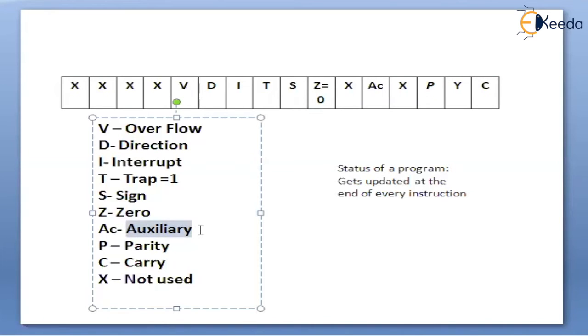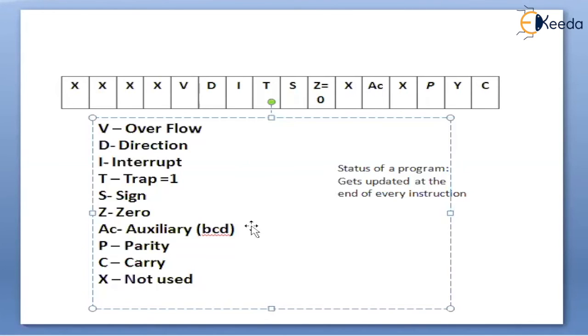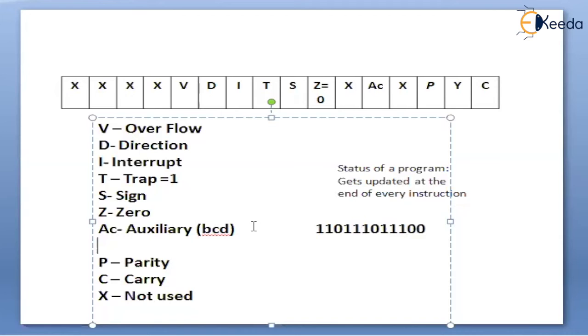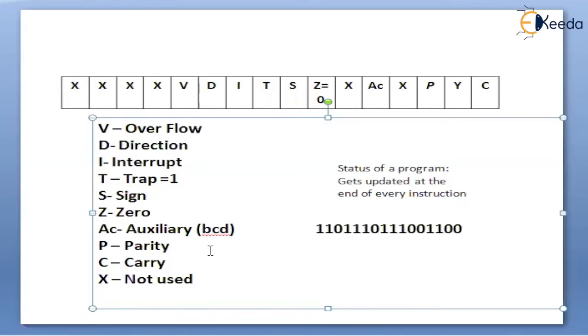Try to understand. Auxiliary flag will be specifically used for BCD addition. What is BCD? BCD stands for binary coded decimal. When a binary coded decimal is being executed, it will be like this. I'm going to show it here. It will be 1101, 1101, 1100, 1100. Followed by one more addition, 0011, 0011, 1100, 1111.